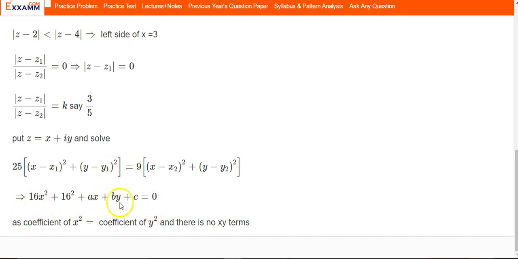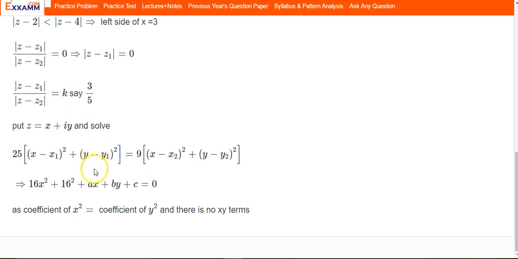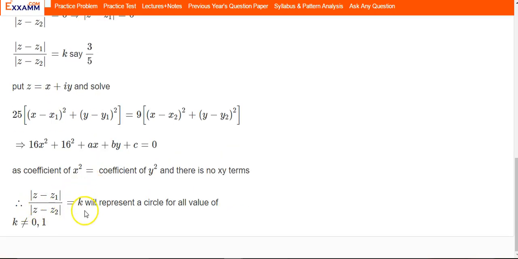I have not written these things, I could always write it expanded, but it would be in some form like this: ax plus by plus c is equal to 0. So, modulus of z minus z1 upon modulus of z minus z2 equal to k, for any value of k other than 0 and 1, will always represent a circle. Now, which circle? What would be the radius and center of the circle represented by this relationship?